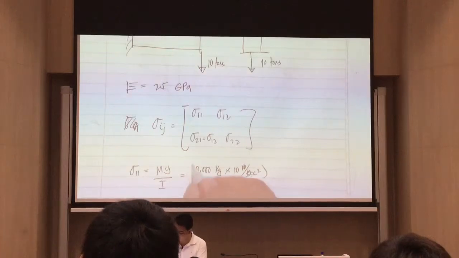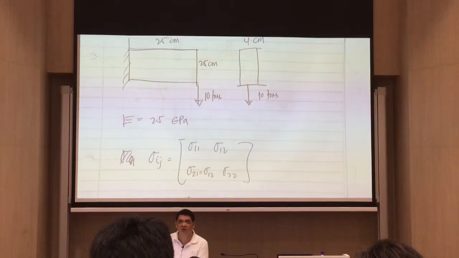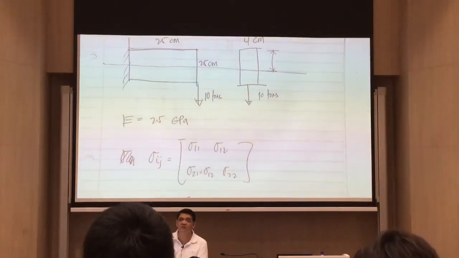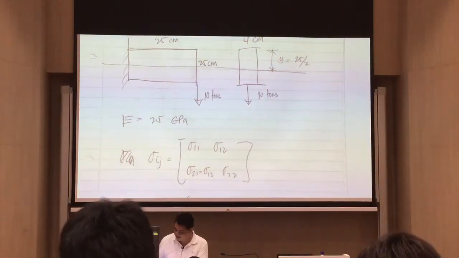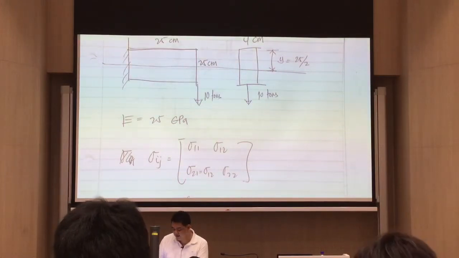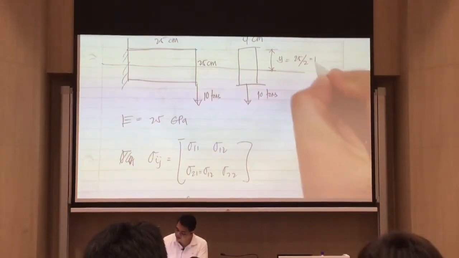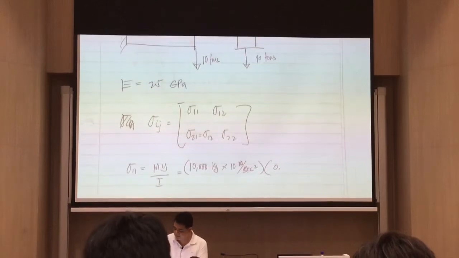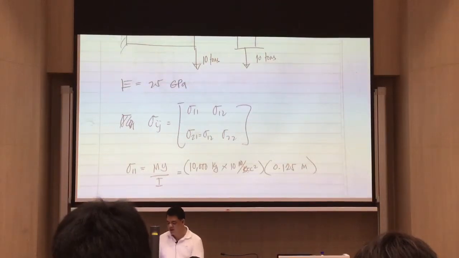And then, of course, we multiply this one with your y. What is the y for a beam in bending? So that is for this one here. Very straightforward. y is simply equal to 25 divided by 2. So let's put this one in meters. How about that? So that's in centimeters, 0.125. Let's just try to be consistent.